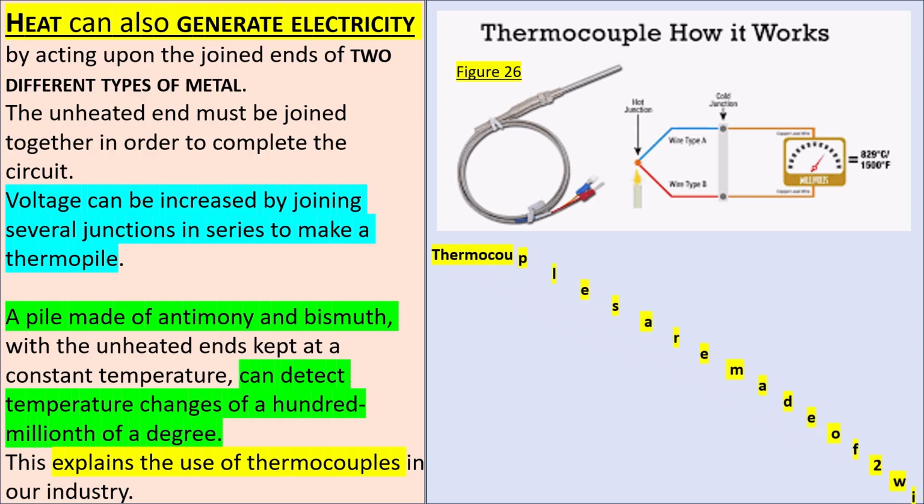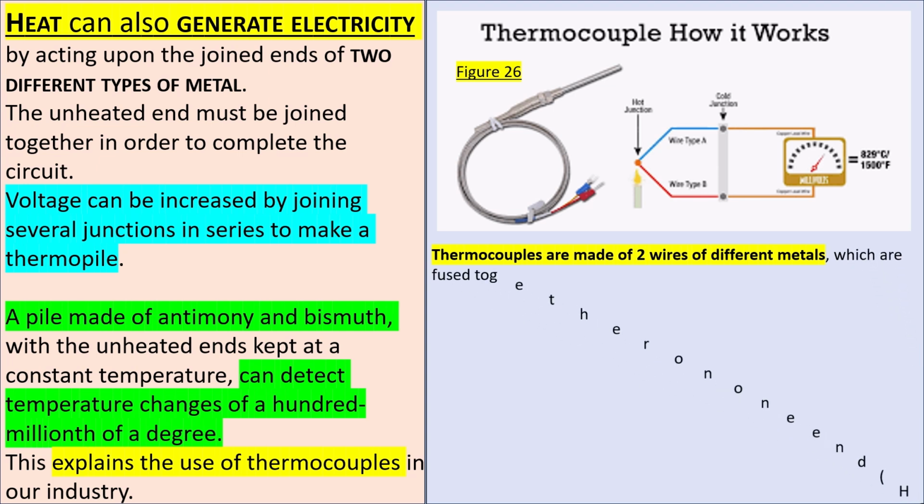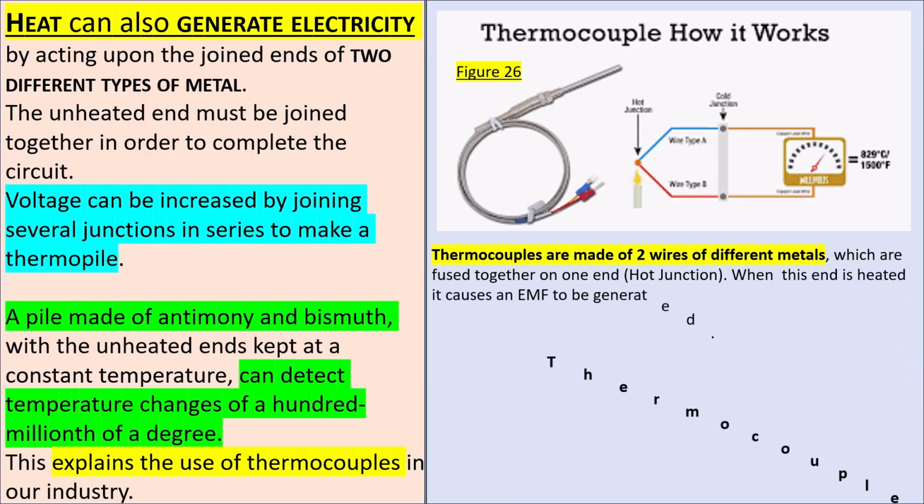So here you can see a thermocouple. This is how it works. Thermocouples are made up of two wires of different metals which are fused together on one end. There you can see it, the hot junction. When this end is heated, it causes an EMF to be generated. Thermocouple types, we have different kinds.